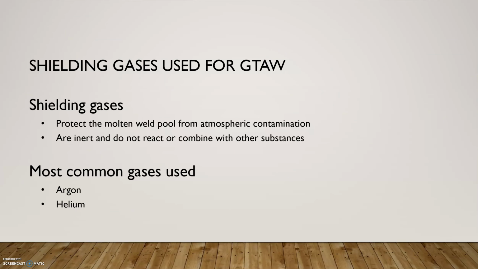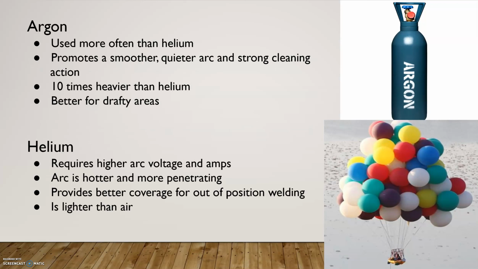Shielding gases, page 16. The shielding gases used for TIG welding are inert. They will not combine or interfere with the materials in the weld zone. The two most used gases are argon and helium. Argon is more widely used.